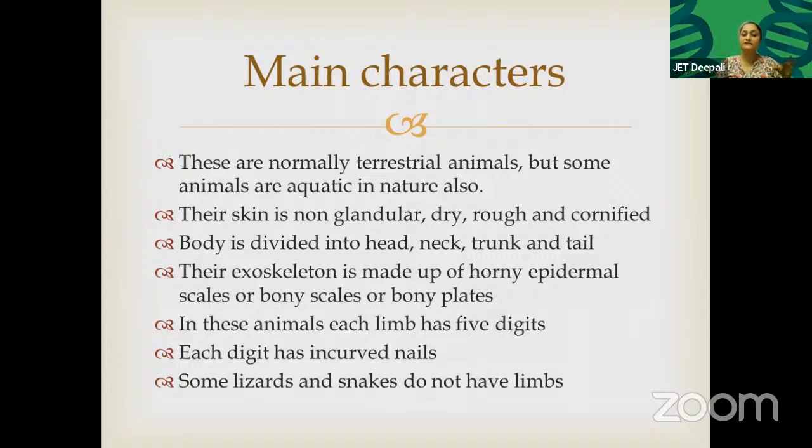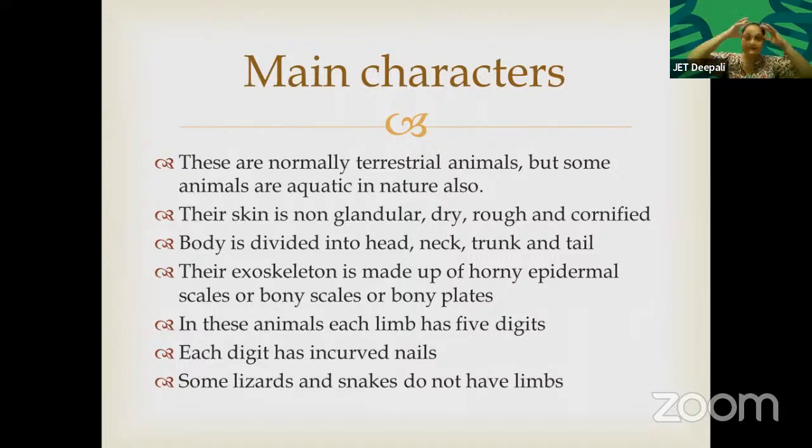Their exoskeleton is made up of horny epidermal scales or bony plates. Each epidermal scales are there, bony scales are also there, and bony plates are also there. Imagine when you are studying this line, just imagine a picture of dinosaur. They are having a good kind of exoskeleton, horny. If you imagine a picture of T-Rex, horny body, scales are there, bones are there.